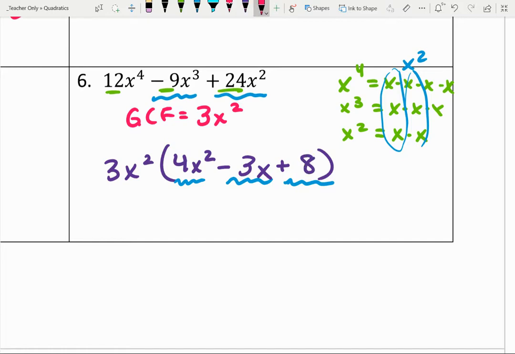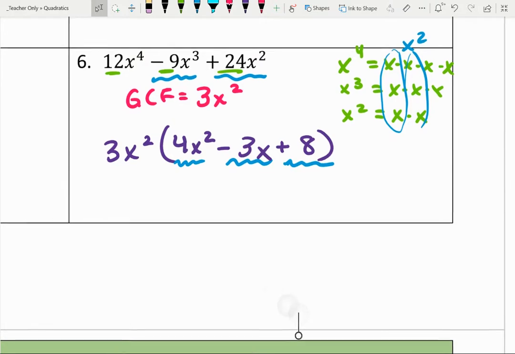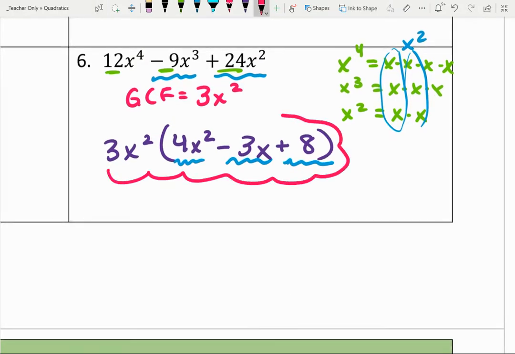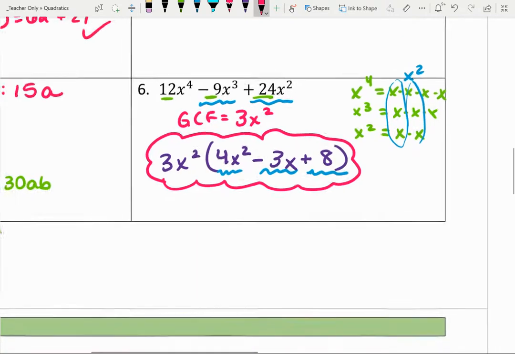And again, if I just wanted to check this with multiplication, it would turn out exactly the way we need it to. So even though I haven't walked through the multiplication process here in the last few examples, I really encourage you to do that as you are doing these practice problems yourself.